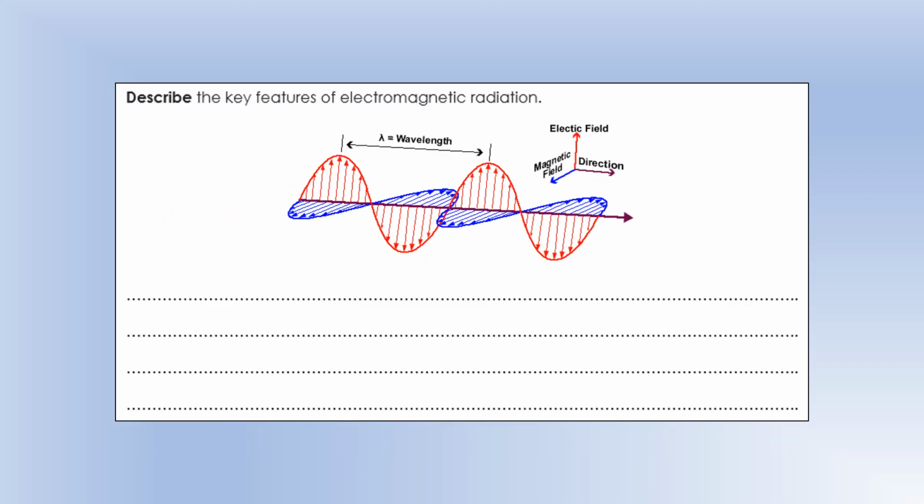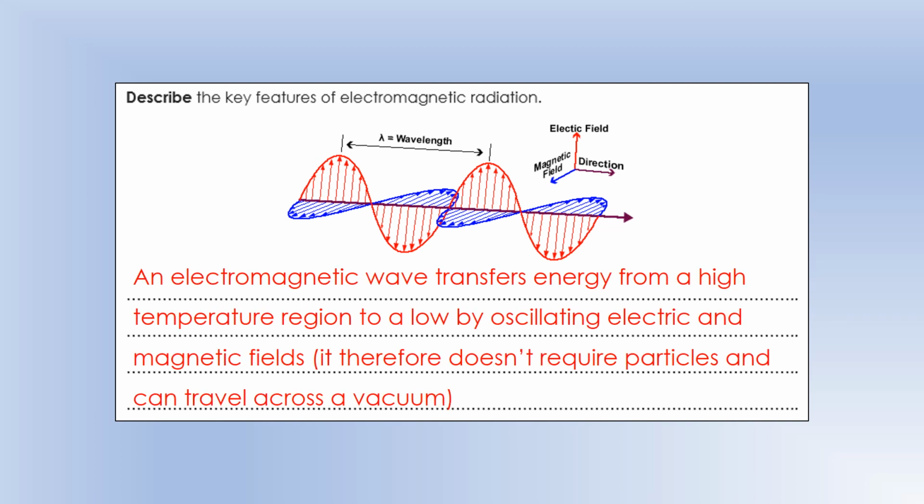Okay, so looking at the final energy transfer mechanism, we've got what we call an electromagnetic wave. So in terms of its key principles, these waves act to transfer energy from a high temperature region to a low. And as they travel, they cause oscillations in electric and magnetic fields. So you can see their impact as they travel through. But what they don't need is particles, so they don't oscillate particles, and therefore they can travel across the vacuum of space, which is why they can reach us from the sun, for example.